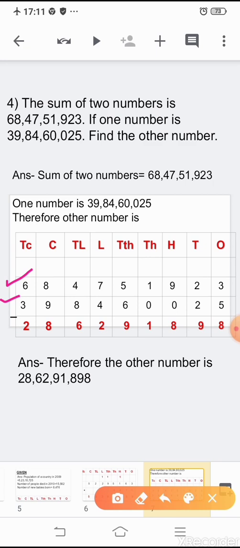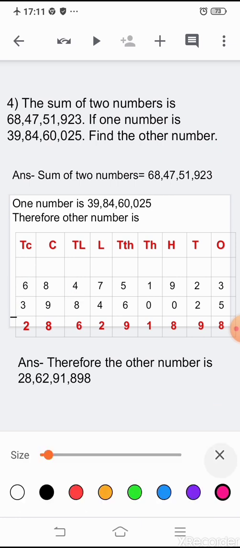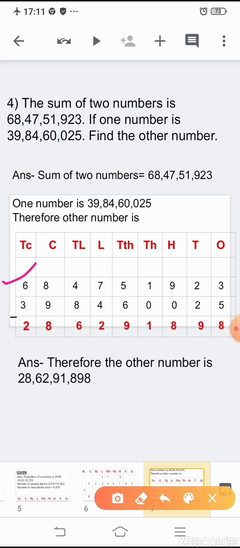Now that means when you add any two numbers, suppose one number is x and the other number is y, when you add the two numbers you will get this answer. From that, x is given and you have to find y. So from the answer, that is from the sum, you will subtract the number which is given. So you will get the second number. Here the sum given is this number and the first number given is this number. When you subtract, you will get the other number.